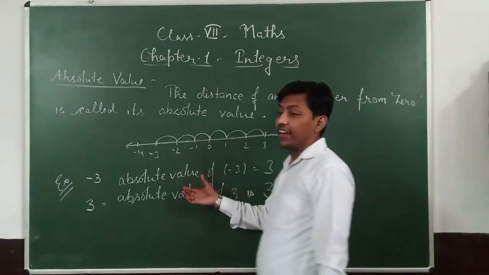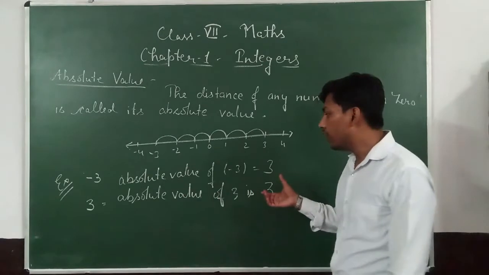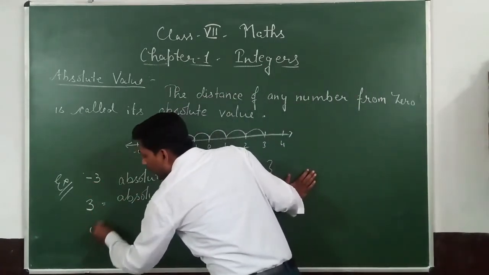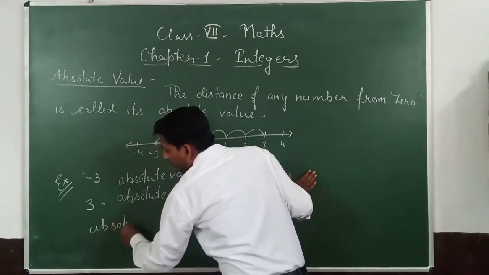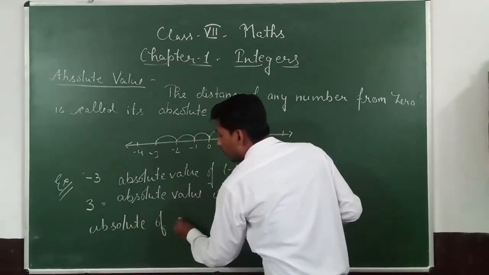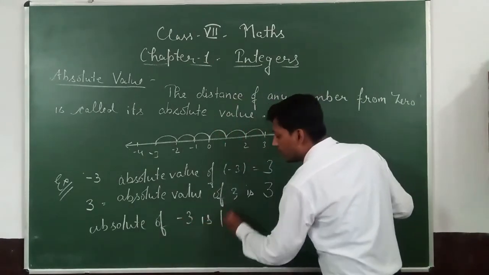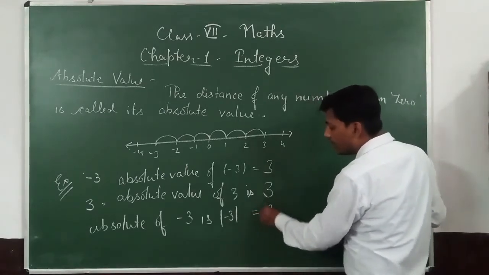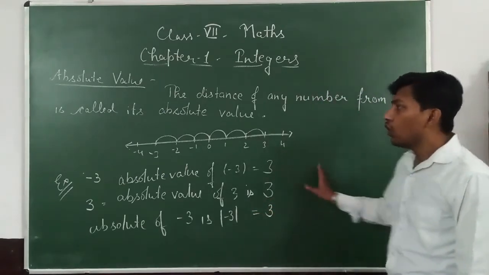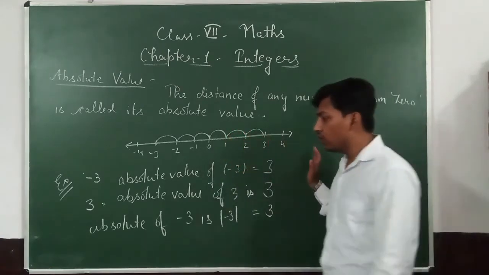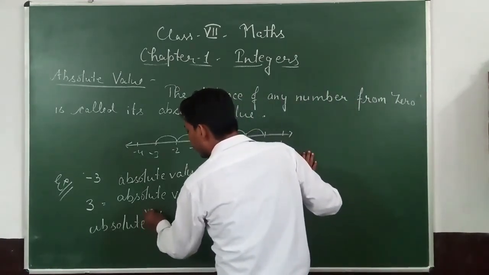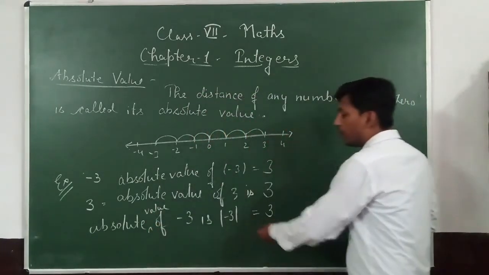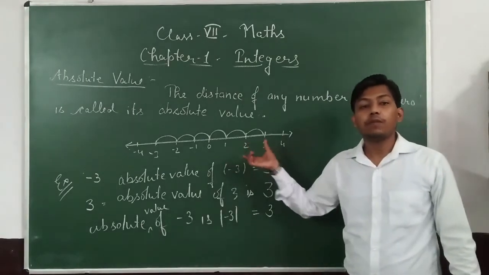The absolute value of any number is denoted by the sign mod. The absolute value of -3 is written as mod -3, and when we solve this we get positive 3. So to find the absolute value of any number, we write its positive.